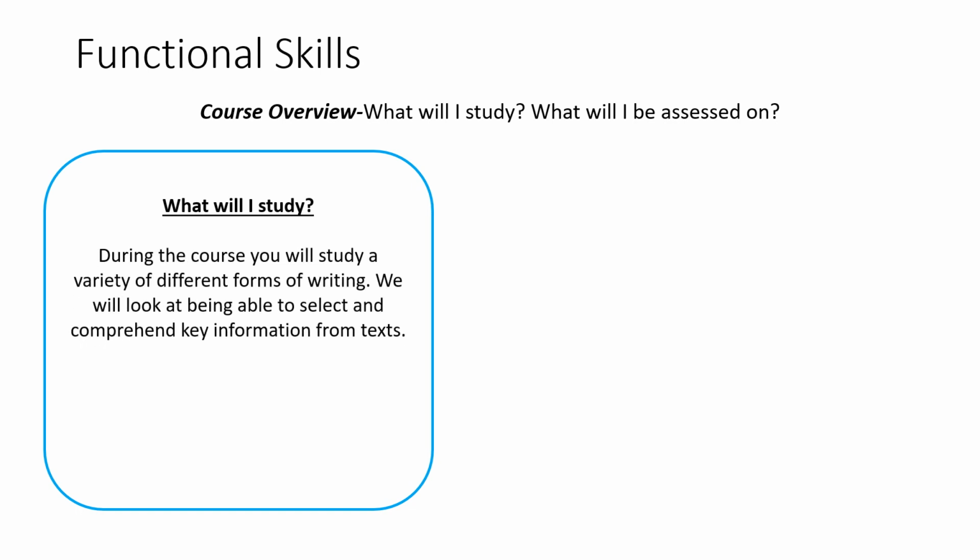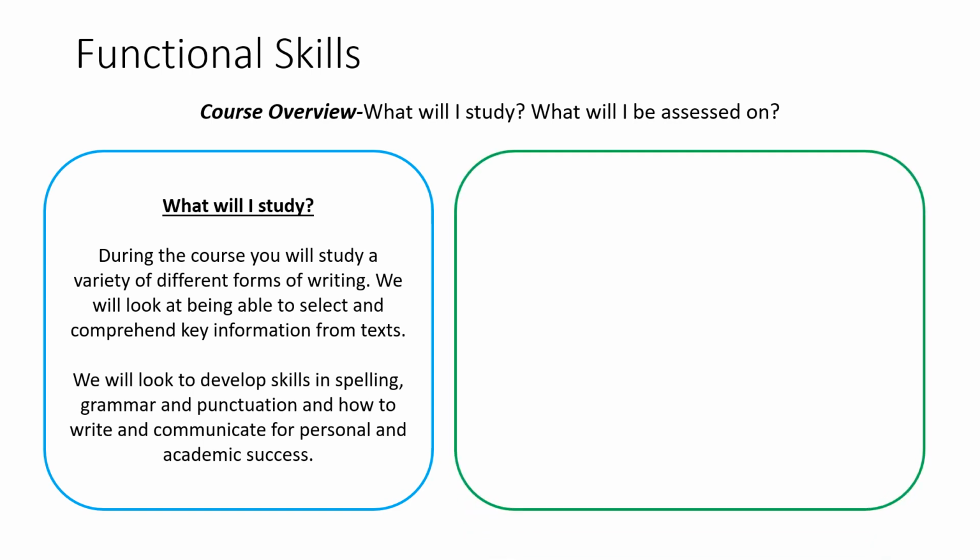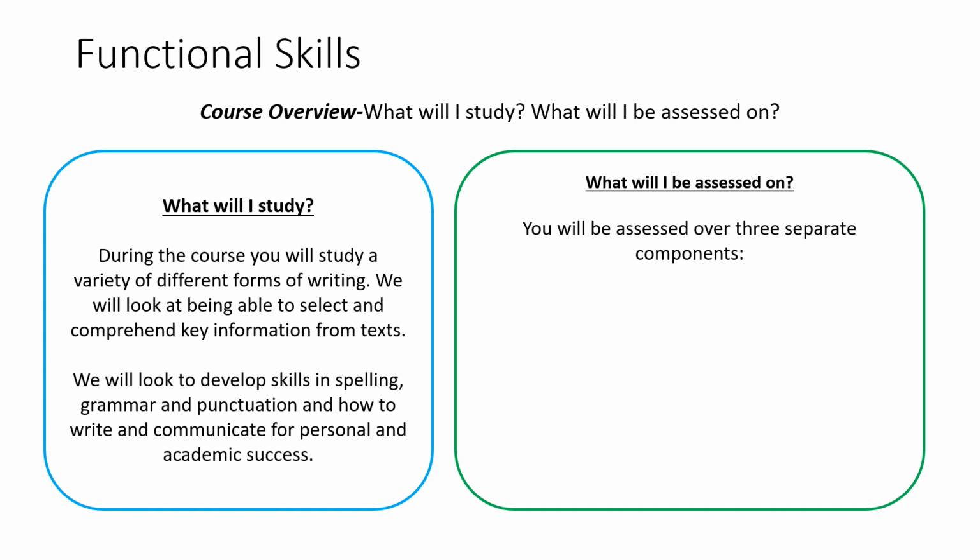So first of all then, during the course you'll study a variety of different forms of writing. We will look at being able to select and comprehend key information from texts. We will look to develop skills in spelling, grammar and punctuation, and how to write and communicate for personal and academic success. Now in terms of our assessment, this is something that people get confused about quite a bit, so it's important that we go through this carefully.